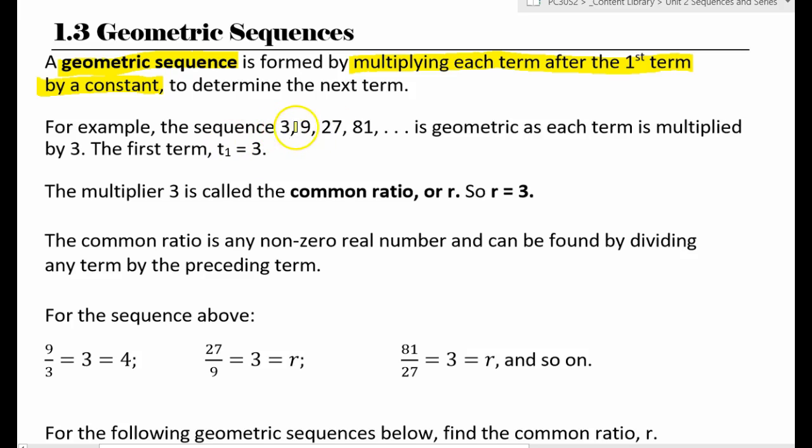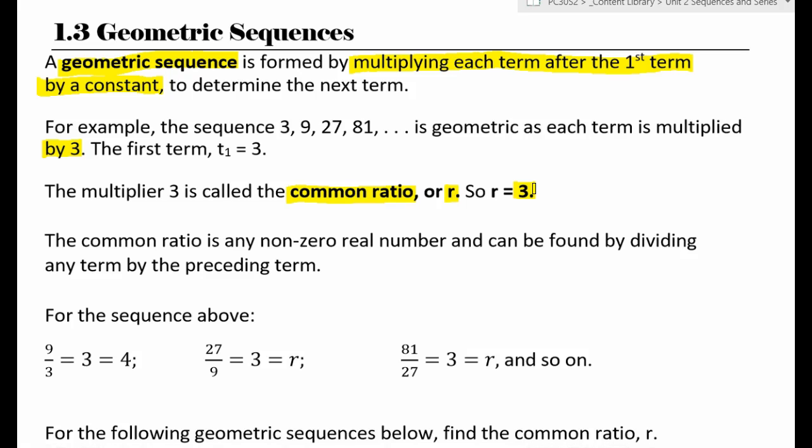So we're given the example 3, 9, 27, 81. This is a geometric sequence, and every time they are multiplied by 3. So that is my kind of change that we talked about in class. So the multiplier is no longer called the common difference, but is now called the common ratio. So R is 3.